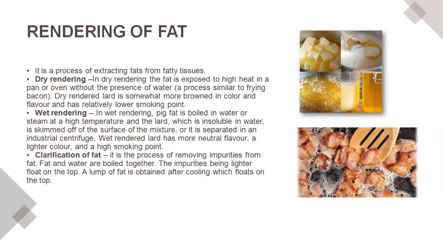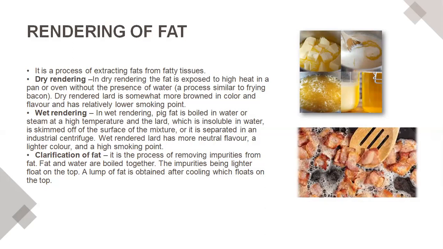We'll move to next, which is the wet rendering method. In wet rendering, pig fat is boiled in water or steam at a higher temperature. The lard, which is insoluble in water, is skimmed off the surface of the mixture and it is separated in an industrial centrifugal method. Wet rendered lard has more neutral flavor, a lighter color and a higher smoking point.